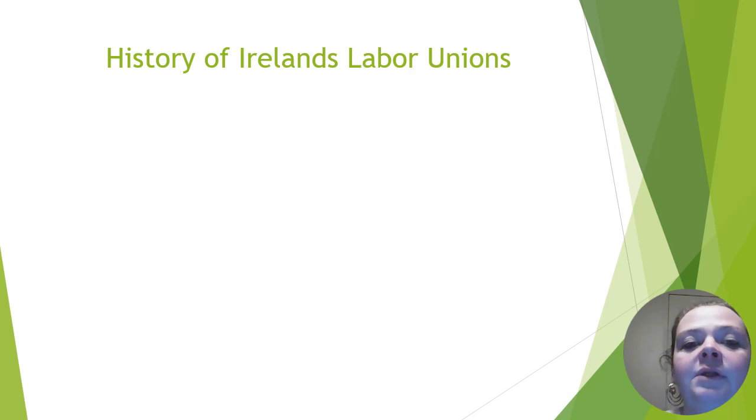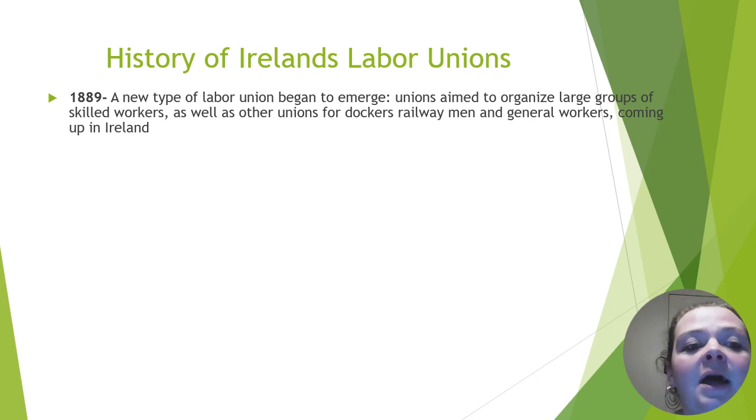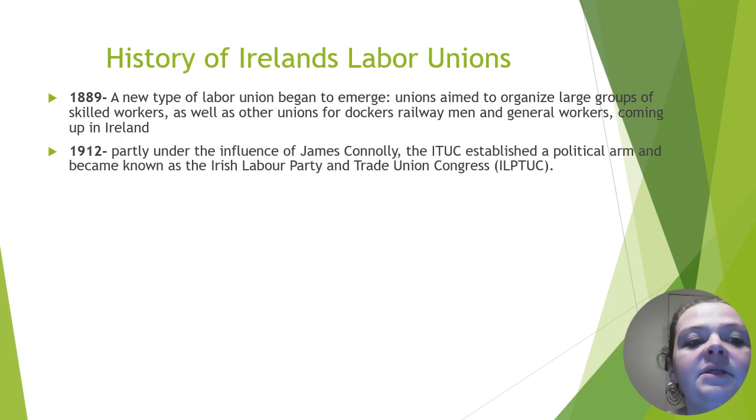The first thing that we wanted to talk about is the history of Ireland's labor unions. In 1889, a new type of labor union began to emerge, and unions aimed to organize large groups of skilled workers as well as other unions for dockers, railwaymen, and general workers. And you just started seeing all these different types of unions popping up around Ireland. In 1912, partly under the influence of James Connolly, the ITUC established a political arm and became known as the Irish Labour Party and Trade Union Congress.